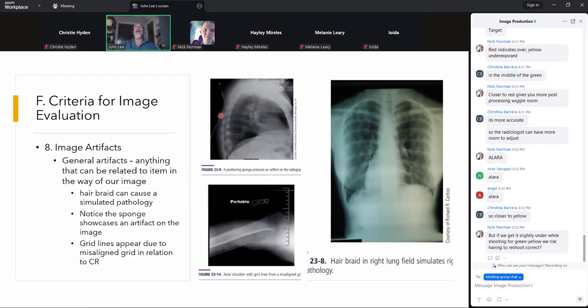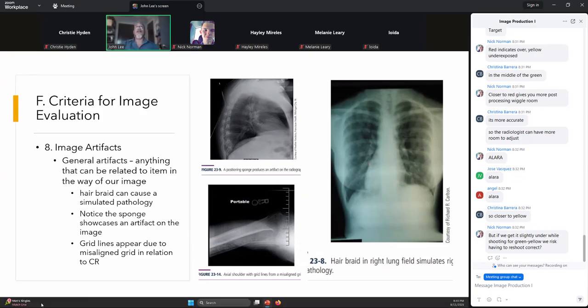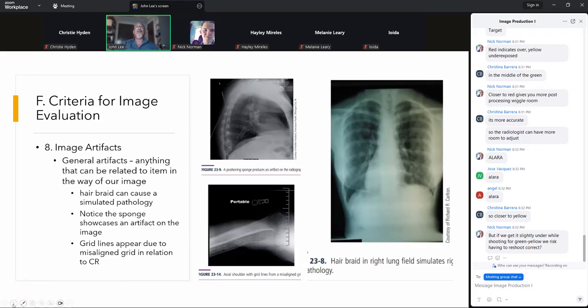This is an artifact from a positioning sponge placed behind the patient. I can't see it on this one, even on my television here. I can't see the braids, but digital imaging and digital receptors are so sensitive to the amount of radiation. Their DQE is off the chain. Their dynamic range is extremely long. So things that we couldn't see with film, things that we couldn't see with CR, show up with our flat panels. So make sure we get our patients properly prepped.